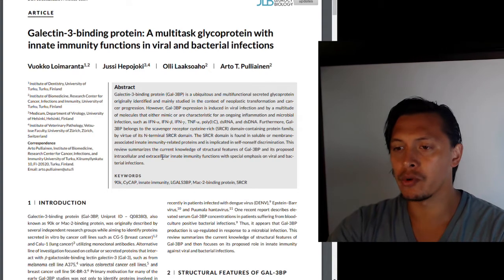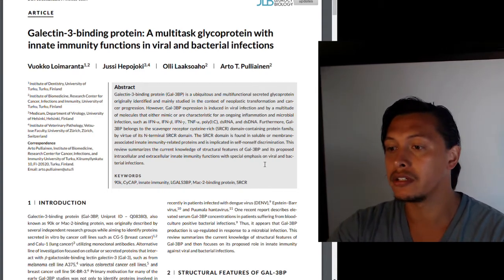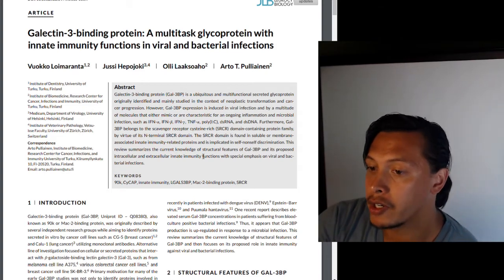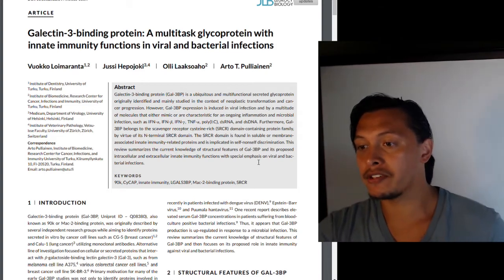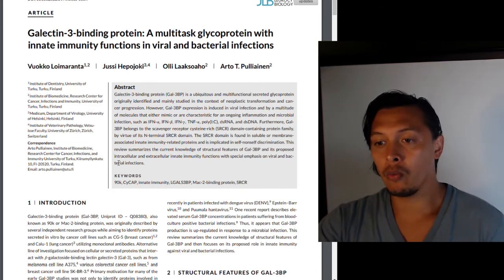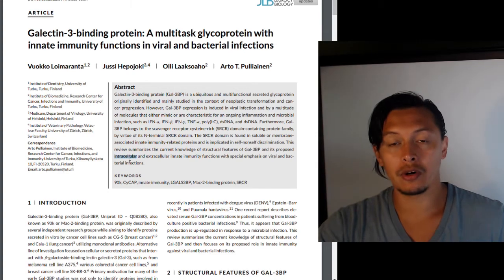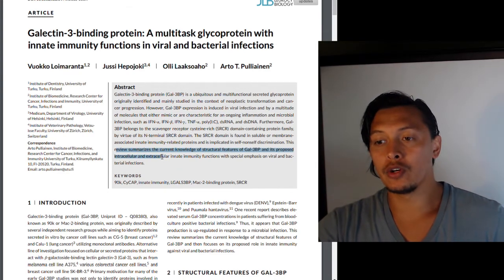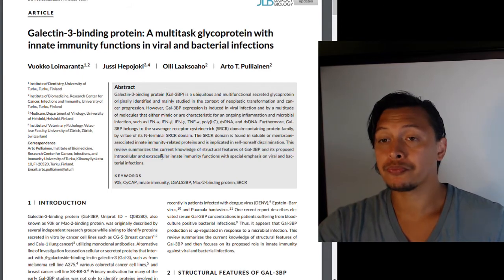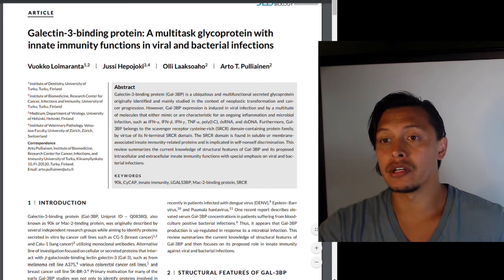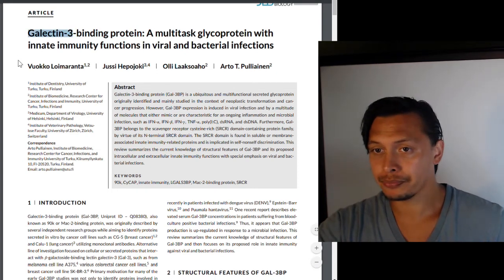So this review summarized the current knowledge of structural features of the Galectin-3 binding protein and its proposed intracellular and extracellular innate immunity functions with special emphasis on viral and bacterial infections. So I like how it's talking about what is going on intracellularly, or within the cell, and what is going on extracellularly. So if you watch my previous video, we talked about not Galectin-3 binding protein, but Galectin-3.